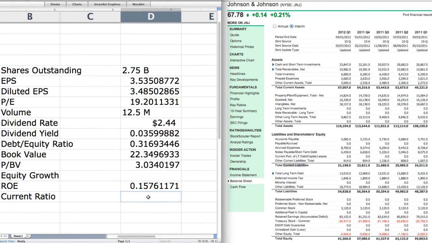So when we do this, we're going to hit the equal sign, and we're going to divide the top number, which is the current assets, 57,007, by the bottom number, the current liabilities, which is 21 billion. So I put 21,198. And when I hit enter, I see that the current ratio is extremely healthy at 2.68. All that means is that for every $2.68 that Johnson & Johnson receives, they only owe $1 out. That's what that ratio means. So that's a good thing.